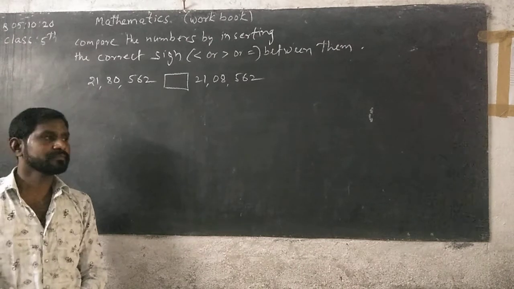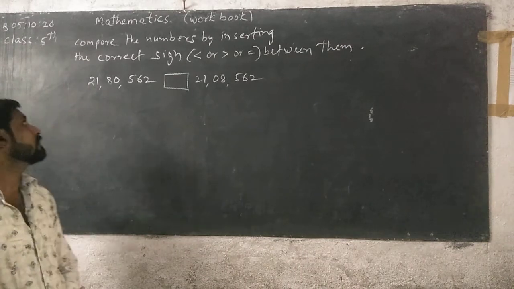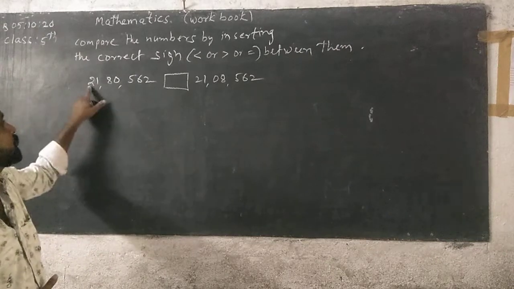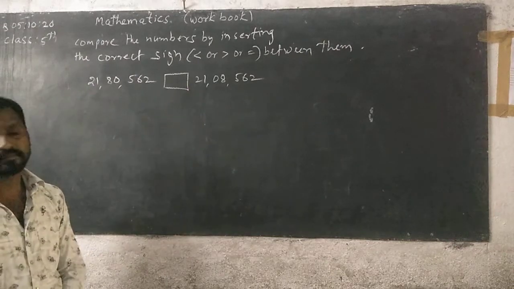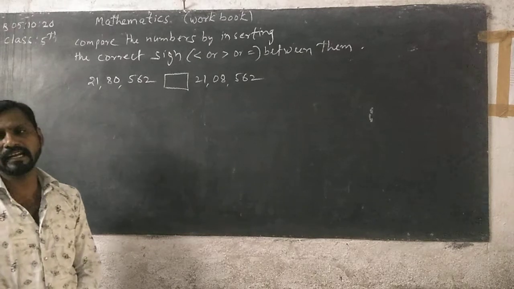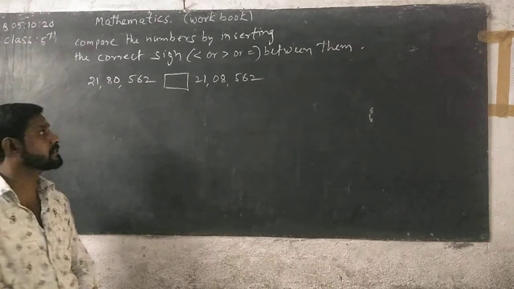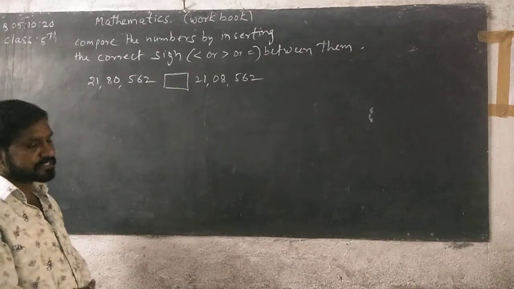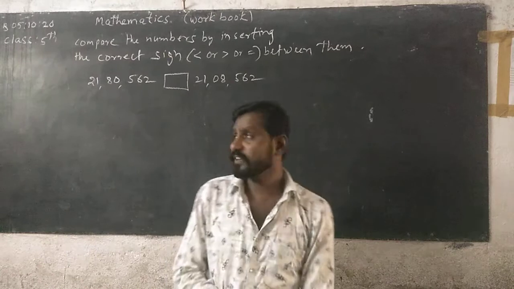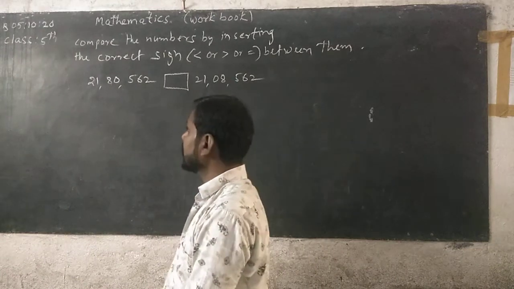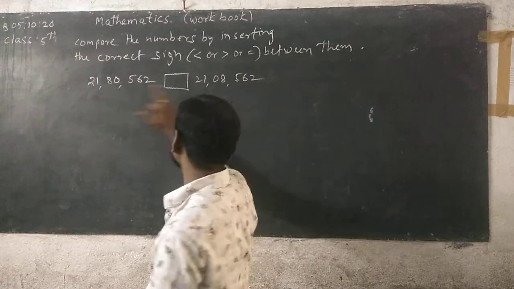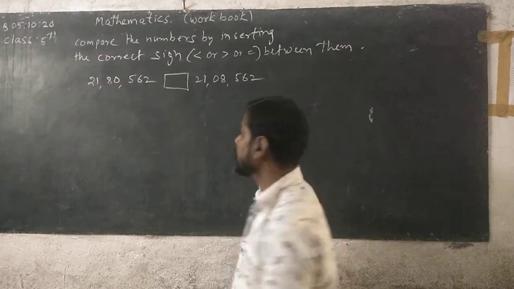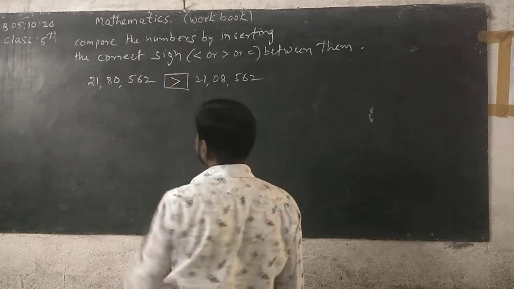Next we go from the left side, first place. Left side first place, 2 equals 2. Then you go to the next place on the left side. 1, 1. 1 equals 1. Then go to the third place, here 8, here 0. 8 is greater than 0. Then you can write the greater than symbol.